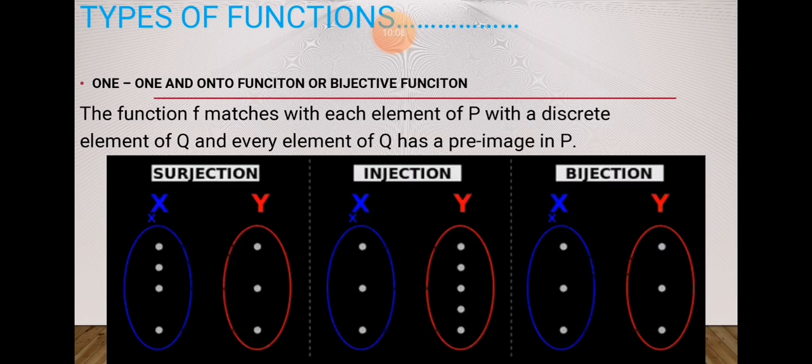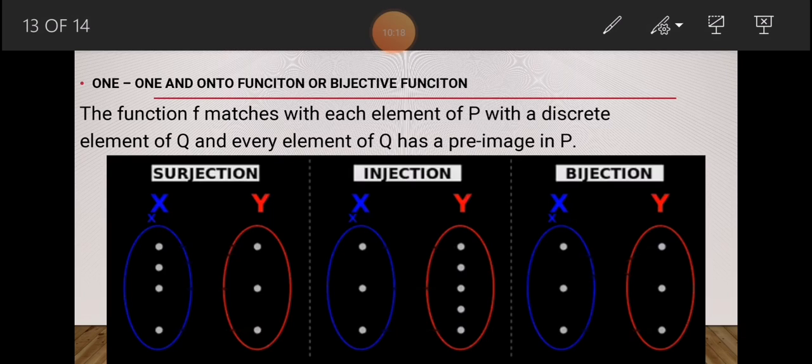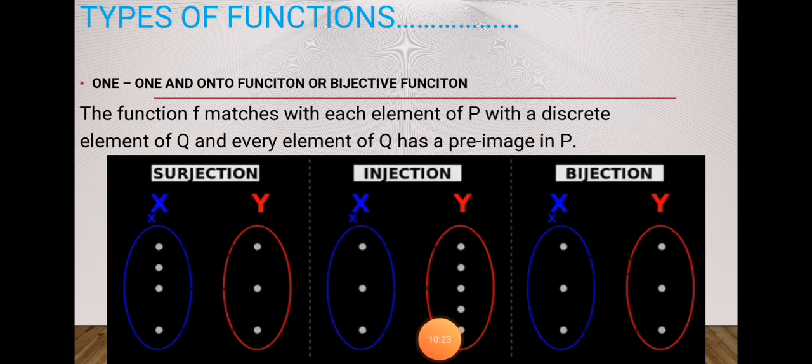If there are 4 images in x and 3 in y, and we associate 3 with 3 and one image is left behind in x, or there are 5 images in y and 3 images in x, and 2 images are left behind in y, then this type is surjection and this type is injection. But when one image in x has association with one and only one image of y, that is known as bijection.